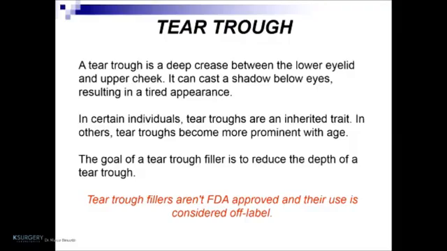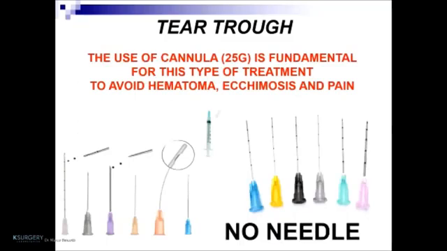So the goal of tear trough filler is to reduce the depth of a tear trough. But pay great attention: tear trough fillers aren't FDA approved in the USA, and their use is considered off-label. So it's very important from the point of view of insurance. So be very careful with this treatment. The use of a 25 gauge cannula is fundamental for this type of treatment to avoid hematoma, ecchymosis, and pain for the patient.